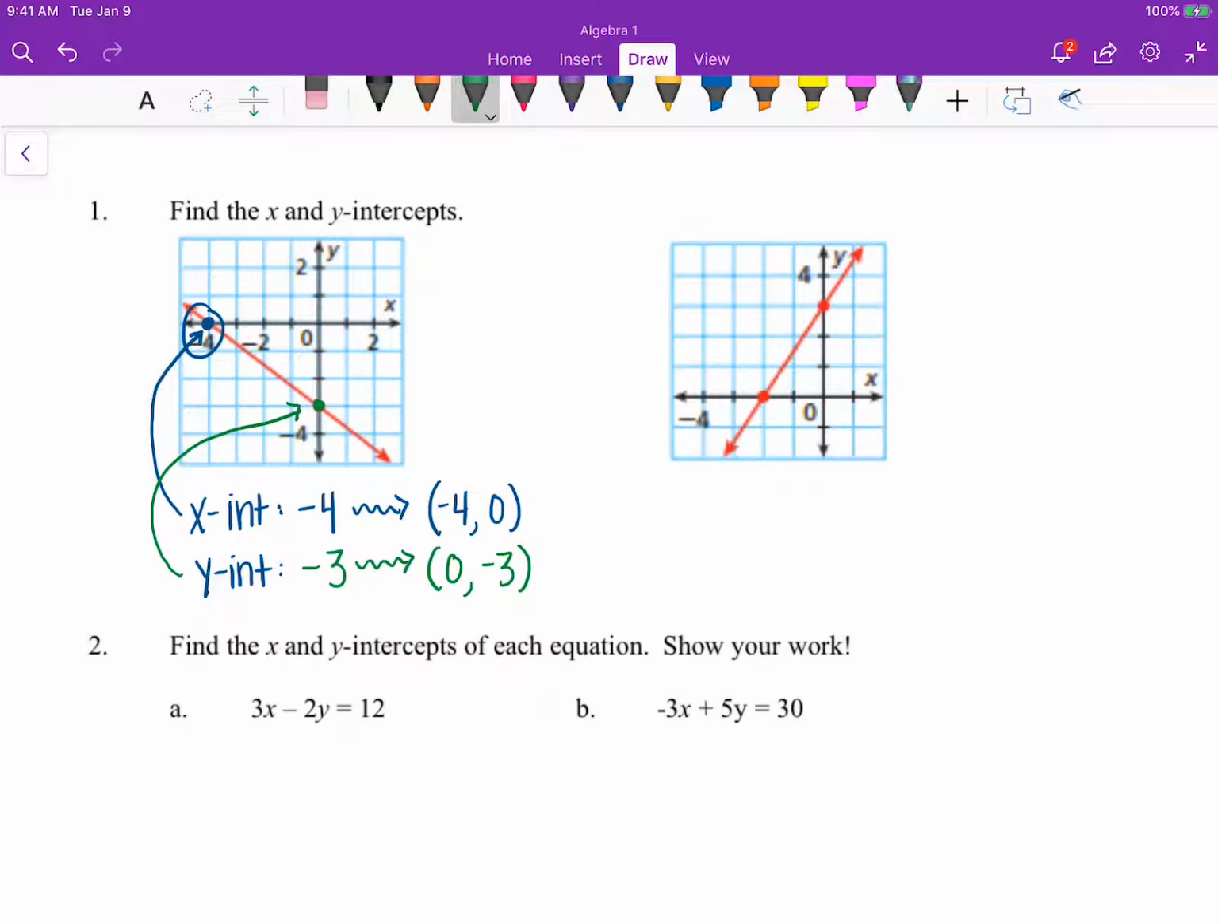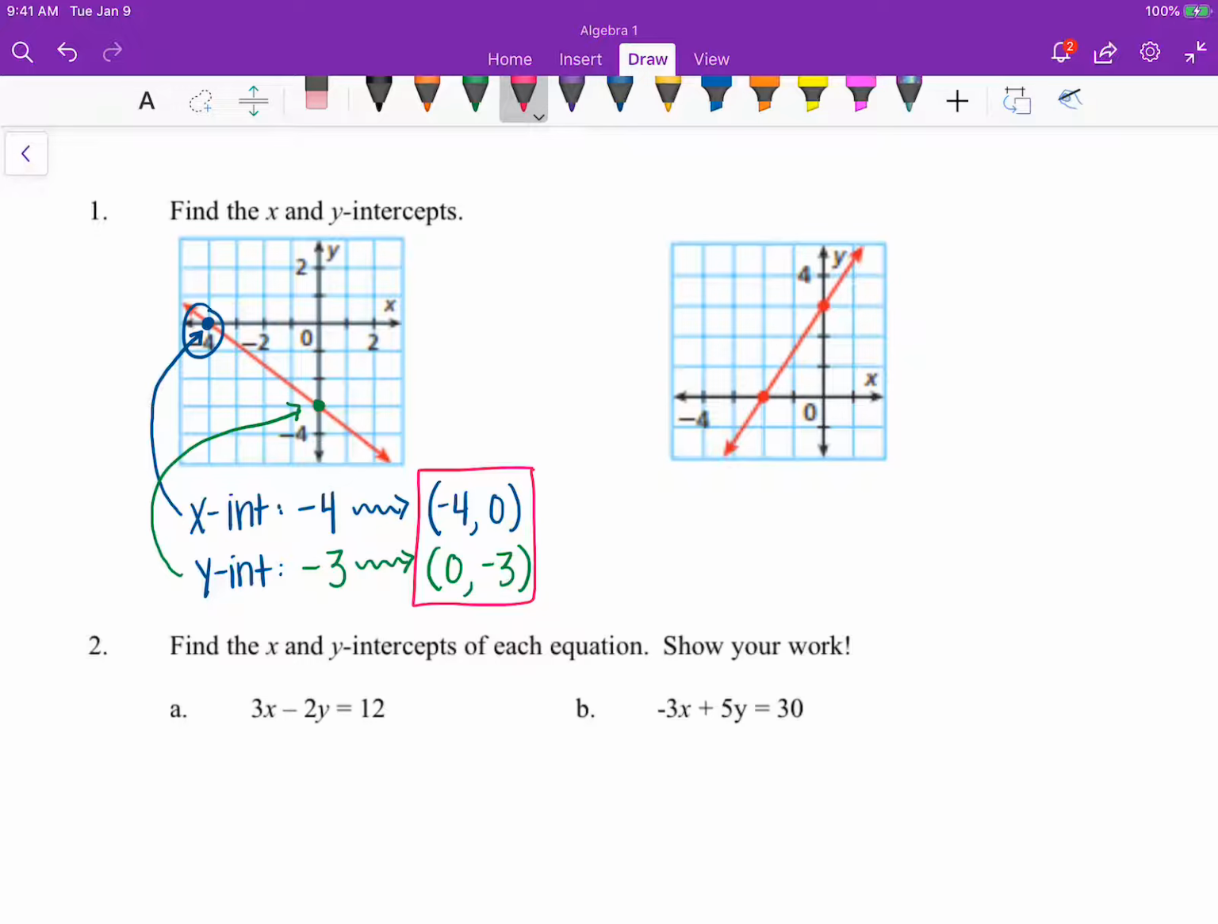You are going to be asked to write these as a point, so I do want you to get in the habit of writing your answer in this way right here for your x and your y intercept. Don't just write -4 and -3, because I want to know where at -4 and where at -3.